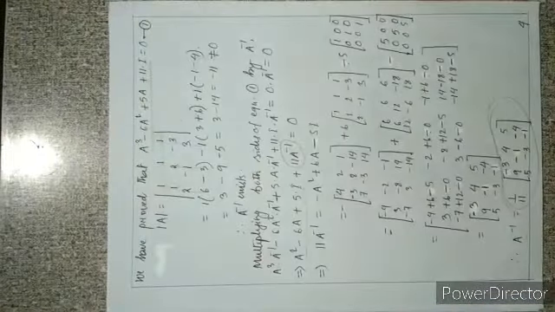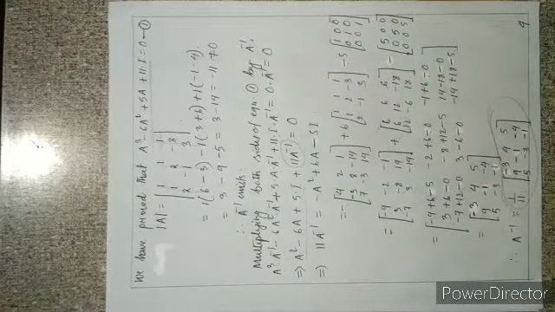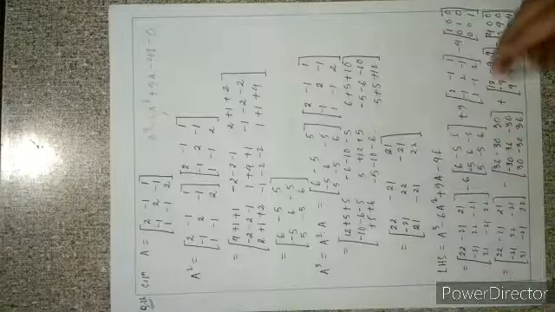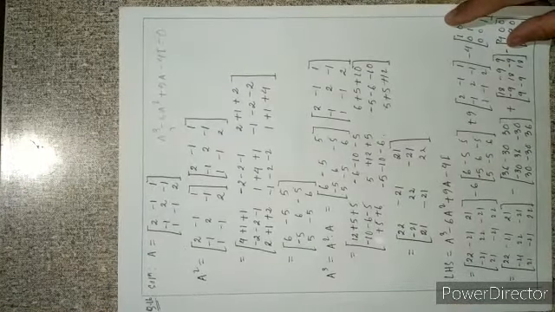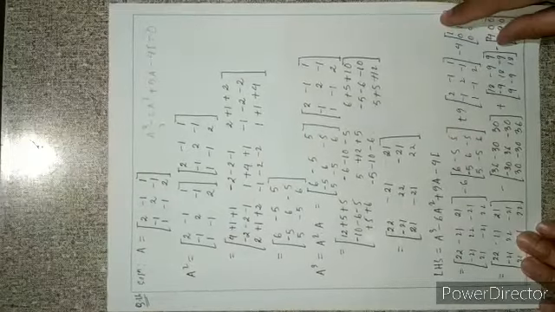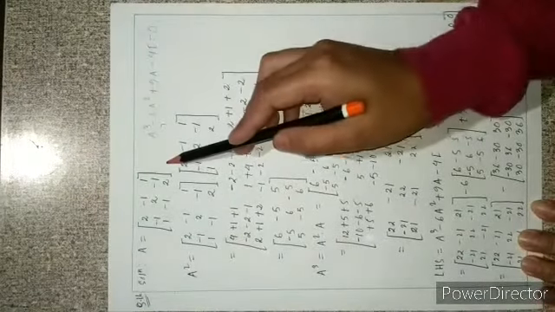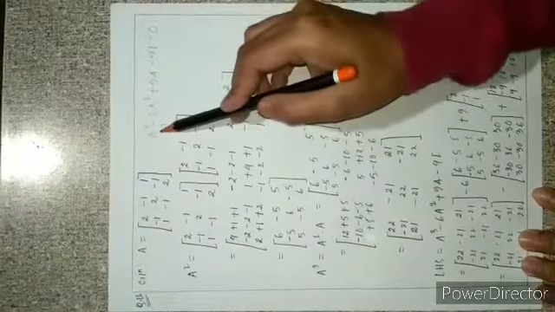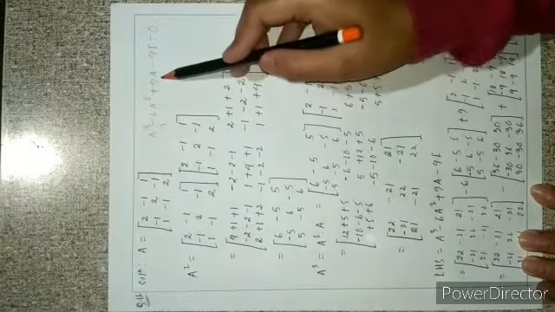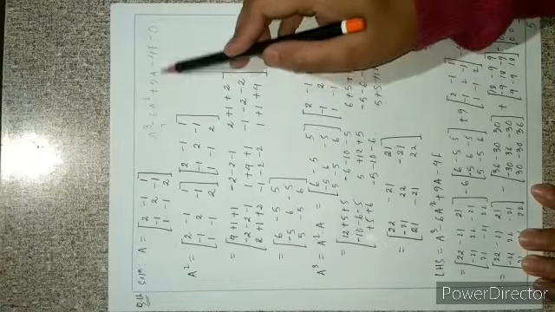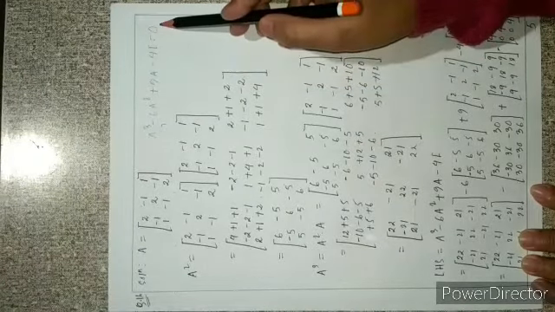Question number 16. We need to solve that A cube minus 6 times of A square plus 9A minus 4I is equal to 0.